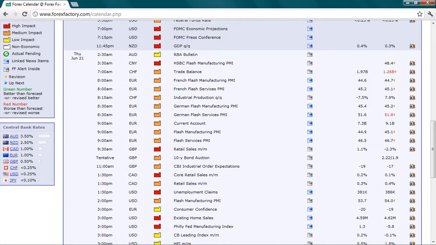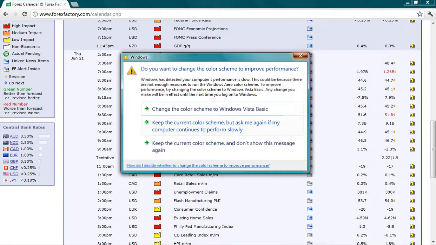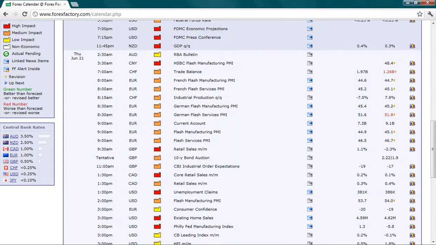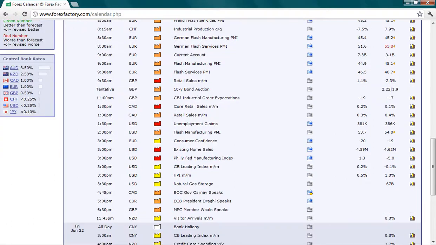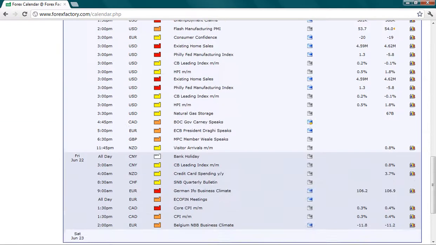On Thursday, we have a lot of PMIs out of the Eurozone. They are mid-tier data, but a lot of PMIs, they do sort of affect the market. If they're all kind of weak or all very bullish, it will have an effect on the market. In terms of big UK news, we have retail sales at 9:30, forecast at 1.1%. We also have a 10-year bond auction out. Some Canadian news at 1:30. Out of the US at 3 o'clock we have existing home sales and Philly Fed manufacturing index.